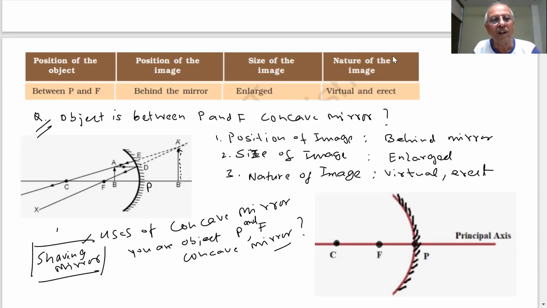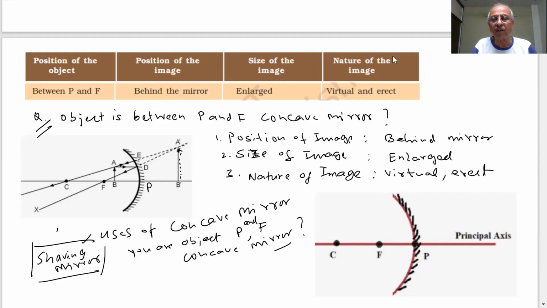Now the object is between focus and pole. If it is not here, then you won't see virtual, erect, and magnified images. Because for the concave mirror, you have seen about 6 cases I have shown, how different images are formed in the case of a concave mirror.